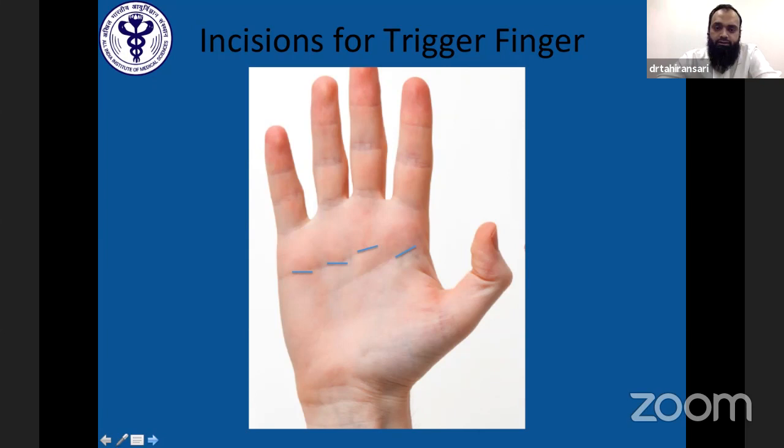And if you are wary of the radial digital nerve of the thumb, then use a V-shaped incision. But the point is, don't cross any palm crease at 90 degrees. You can always use Brunner's incision or modify it, but these are the standard incisions. Don't cross the crease at more than 90 degrees.